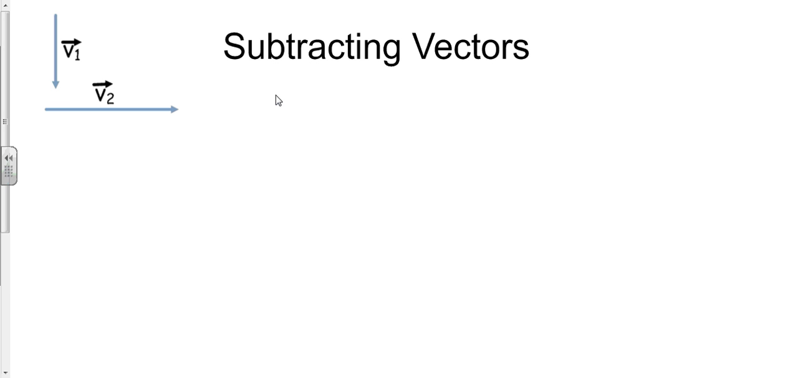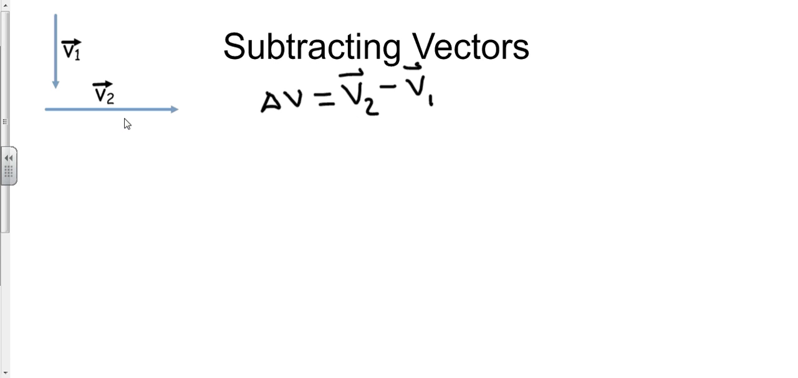When we talk about subtracting vectors, usually we're looking for something like this, where we say delta v, a change in velocity, is equal to v2 minus v1. That's what we mean by subtracting vectors.